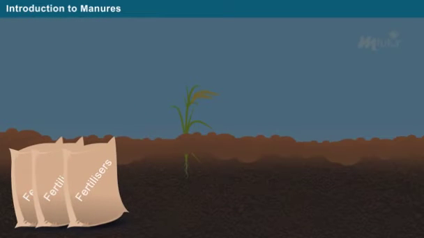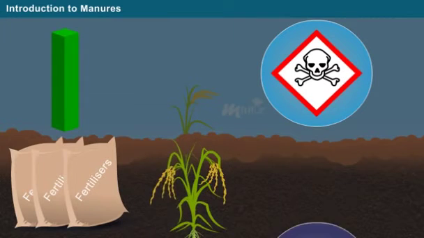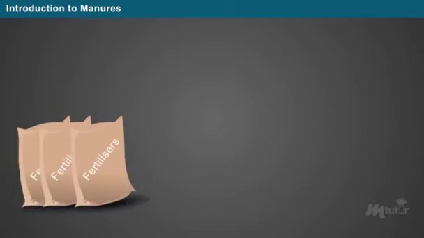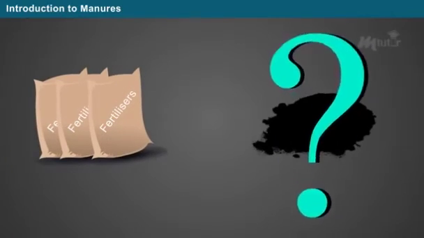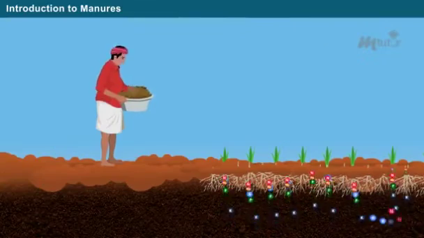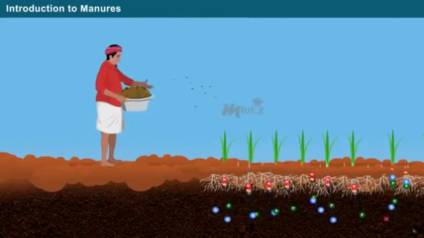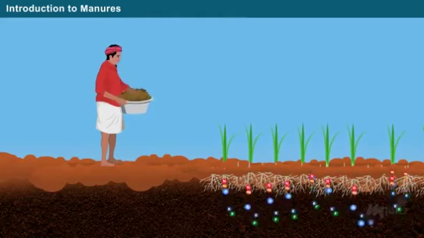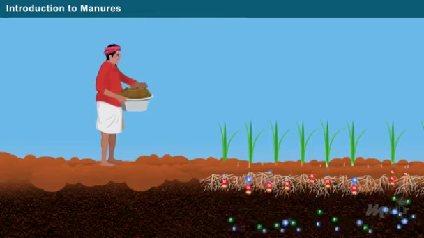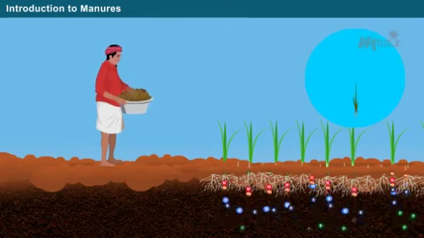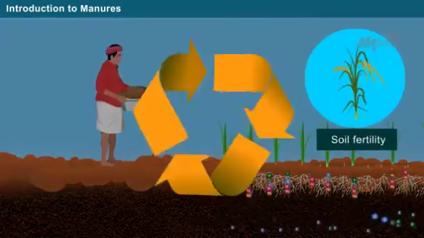However, continuous use of commercial fertilizers may lead to an increase in the occurrence of toxicity and diseases in humans. Hence, it is necessary to seek an alternative for these fertilizers. In this context, the organic manure used by our ancestors can serve as a viable alternative for the fertilizers. By applying organic manures, we can maintain and increase the soil fertility in a sustainable manner.